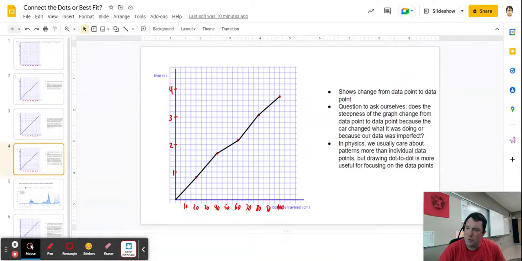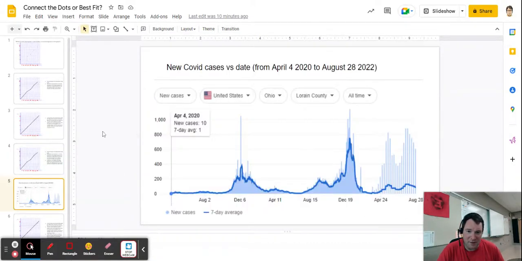So in case you haven't already guessed, I definitely want to make the argument that for doing physics, connecting dot to dot to dot is less useful than drawing a best fit. We can also see here something that's been on people's minds a lot in the not too distant past and maybe the present. If we think about COVID case rates, if you ever looked at these graphs over the last couple of years, we could see daily case rates.